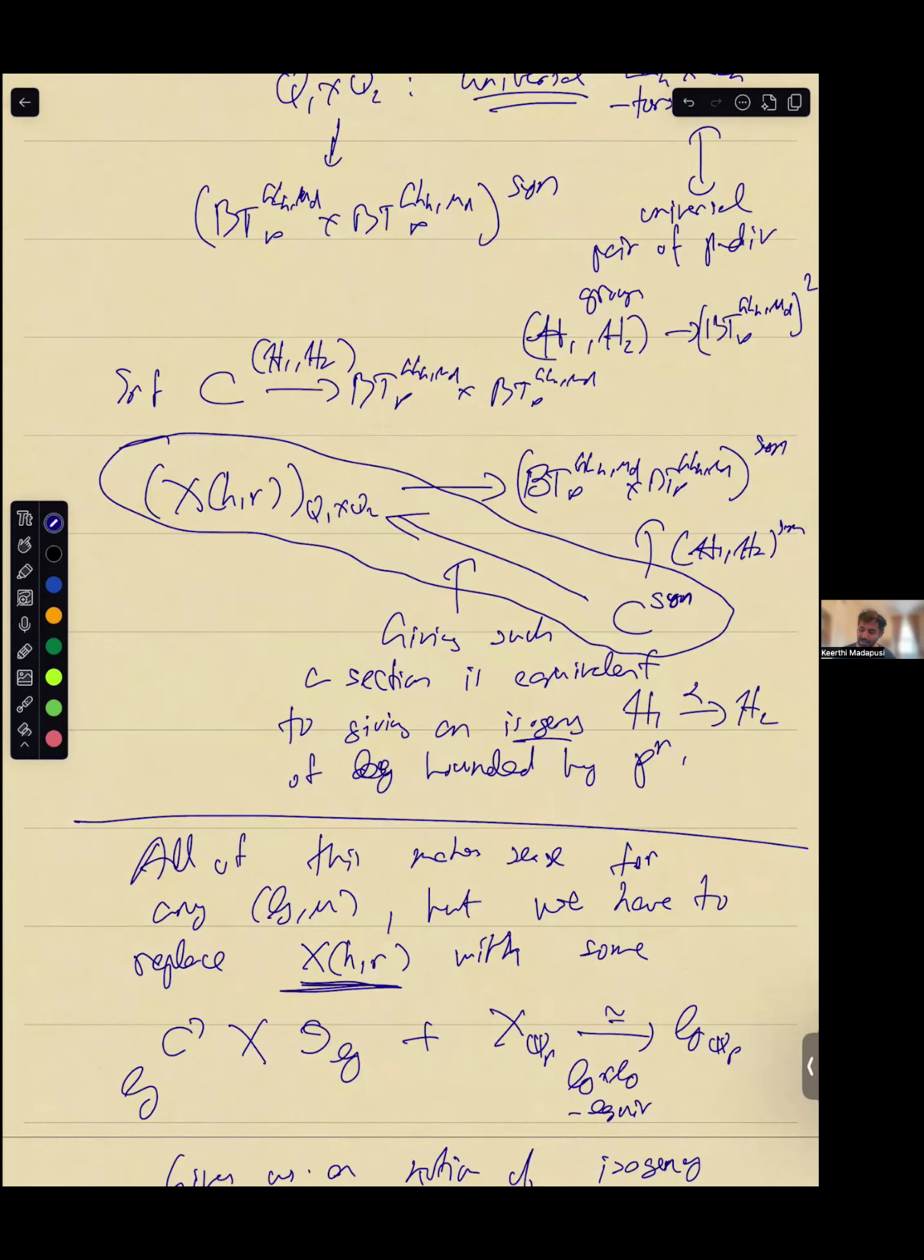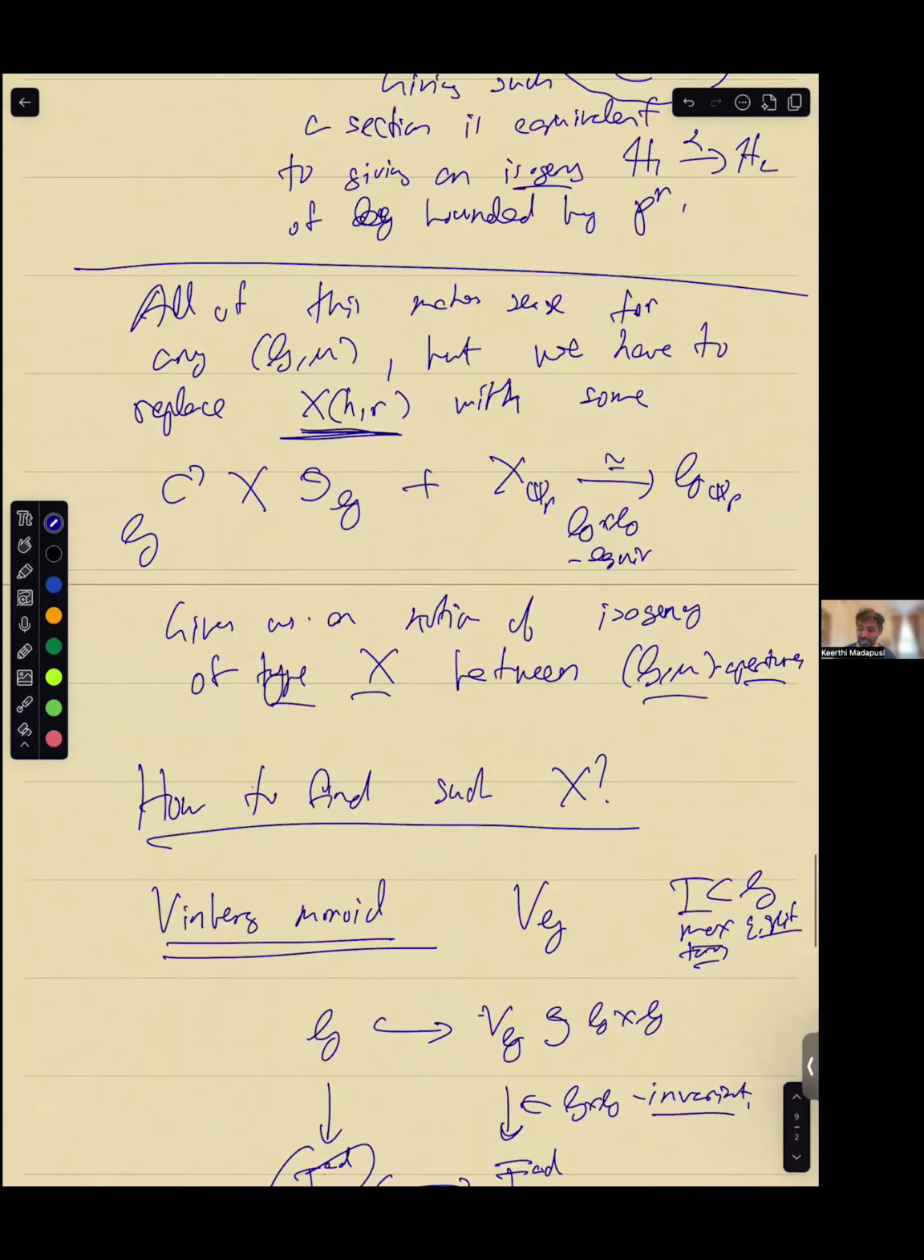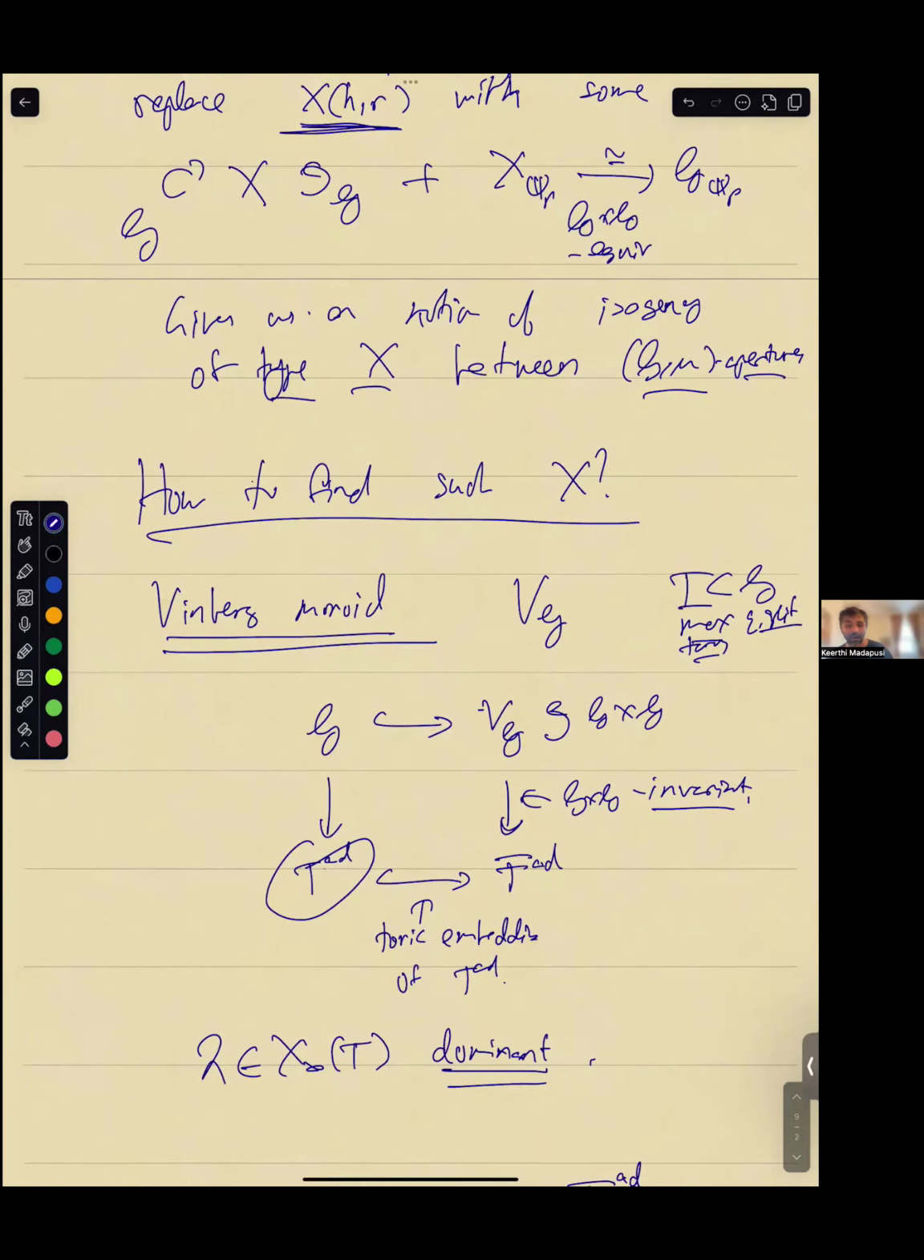Those results tell you that the space of isogenies that you construct in this way are representable. So they are sort of integral.